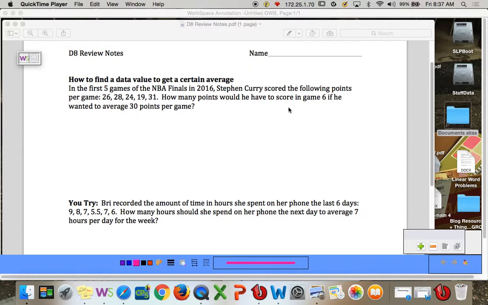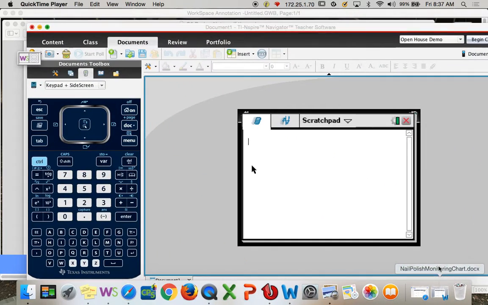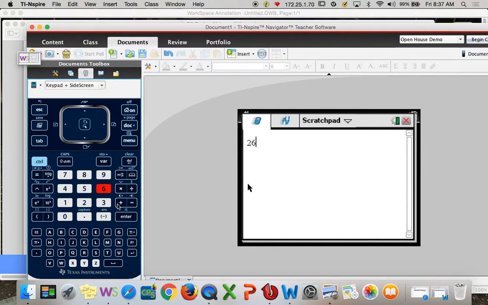Well, think about the definition of average. An average is when you add up the terms and then divide by how many there are. So if I want the average of his first 5 games, let's try that. Let's add up his point total for the first 5 games: 26 plus 28 plus 24 plus 19 plus 31.